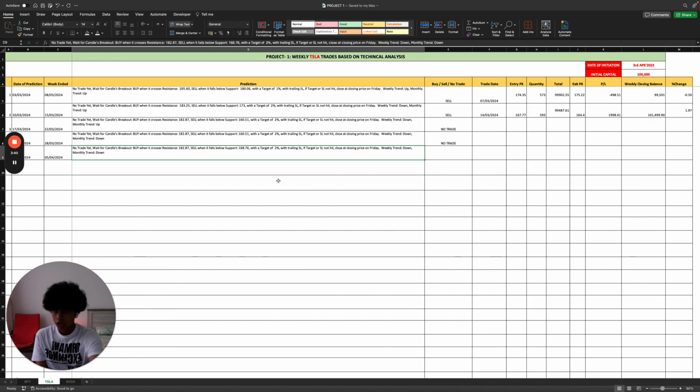So here we can see that, again, no trade last week, and then target 2% this week, trailing stop loss. If we are in a position and none of them are hit, we take the closing price on Friday. Both weekly and monthly trends are down. But that's all for now.